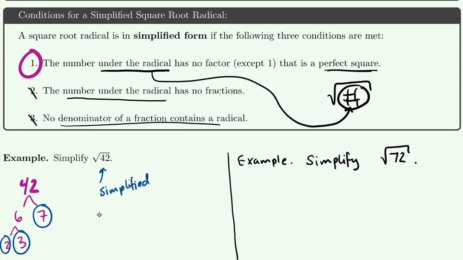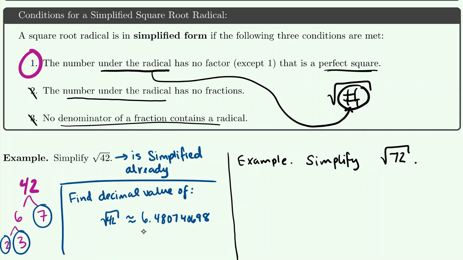And if we're asked to approximate it as a decimal, we could later type this into our calculator. If we're asked to find the decimal amount of the square root of 42, do this in your calculator, to be about 6.480740698. Now we'll go through the same process on our next example. Since the number under the square root is not a fraction, we don't have to worry about conditions 2 or 3, we just have to check is condition 1 met, which involves making a factor tree. Why don't you pause this video and make a factor tree of 72, and when you're done, unpause.